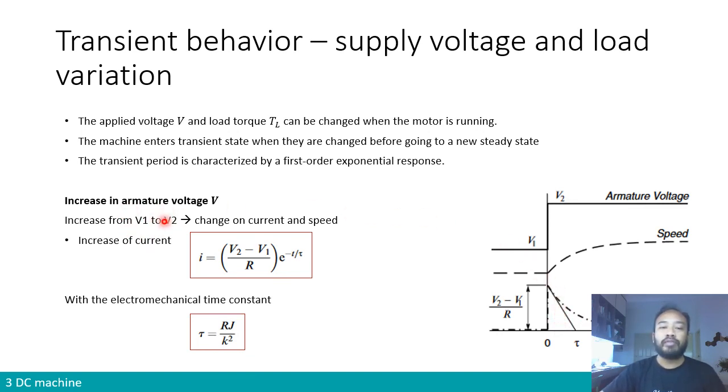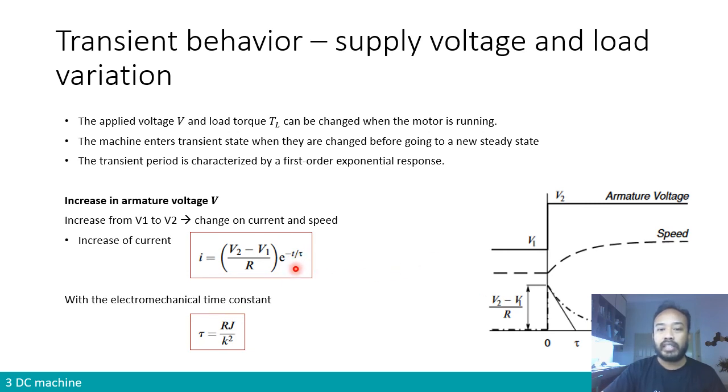So by increasing the voltage from V1 to V2, there is a change of current and speed. The change of current can be estimated using this equation. The variation of current can be modeled by I = (V2 minus V1) divided by R, times exponential of minus t over tau. Tau is what we call the electromechanical time constant. It is the duration it takes for the current and the speed of the machine to reach the new steady state.